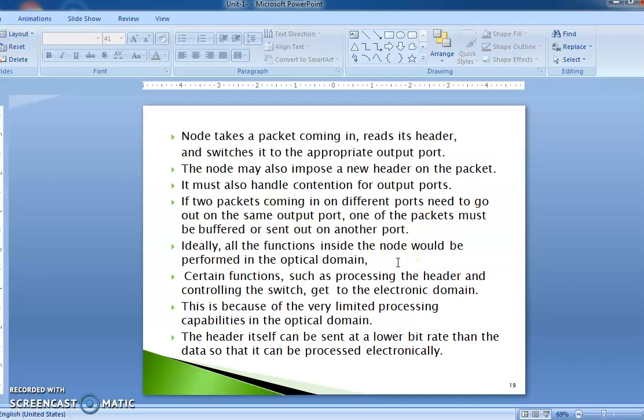Nodes take a packet coming in, read its header, and switch it to the appropriate output port. The node may also impose a new header on the packet.